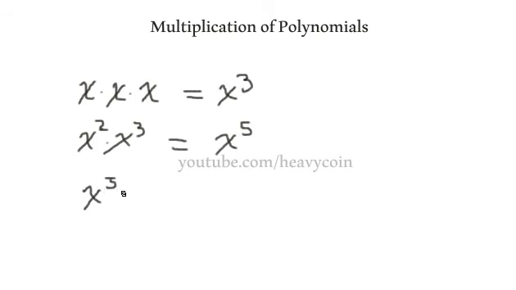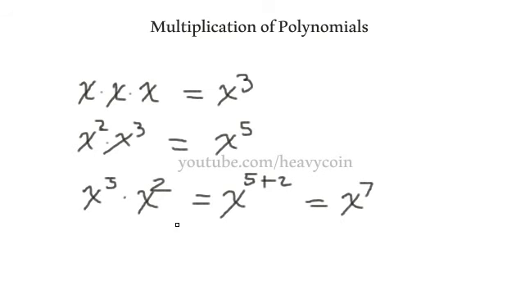So here's another way of looking at this. X to the fifth times, let's say we had x squared. Alright, this can be rewritten as x raised to the 5 plus 2. So as you can see here, we just add the exponents. And of course this is equal to x to the 7th power.